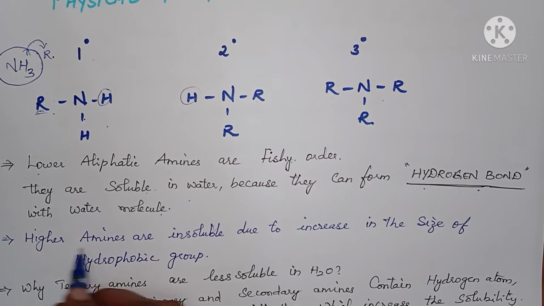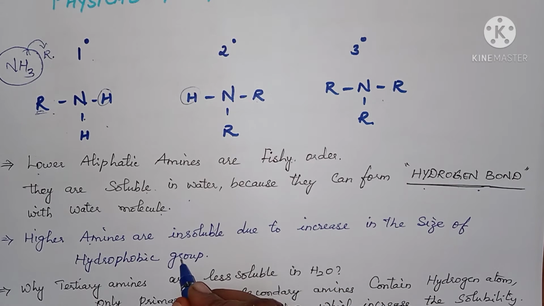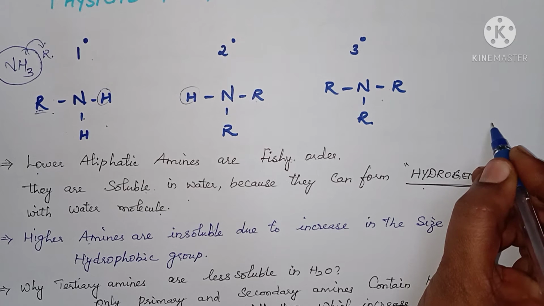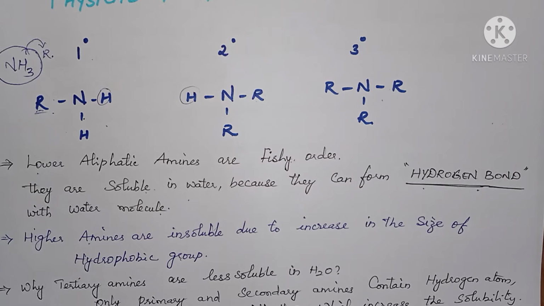Okay, now higher amines means, for example, aniline, benzenamine. Higher amines are insoluble in water due to the size of the hydrophobic group. Now next one. Oxygen is more electronegative than nitrogen. You know very well, oxygen is more electronegative than nitrogen atom. Hence, amines are less soluble in polar solvents like water and the corresponding alcohol. Hope you got this point. See, amines are less soluble in polar solvent. Which is the polar solvent here? Water is a polar solvent.